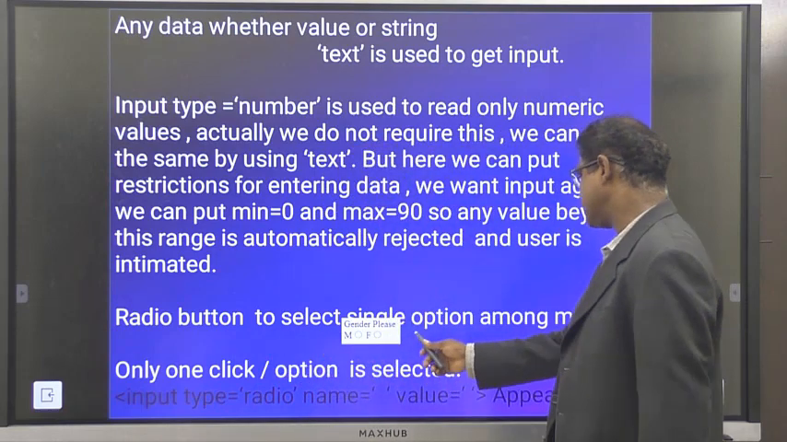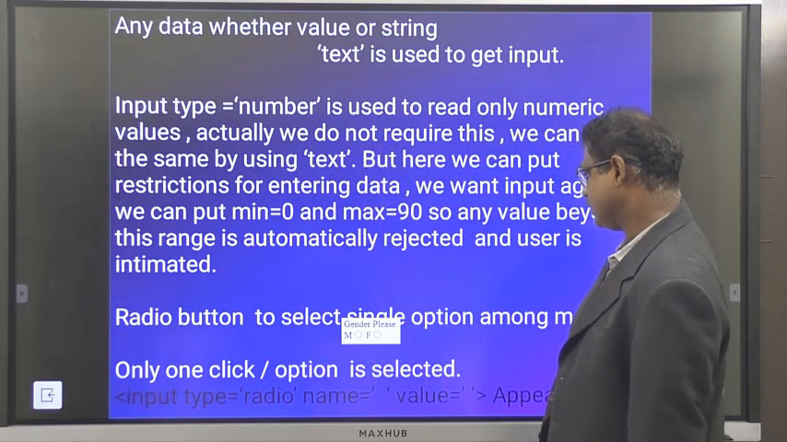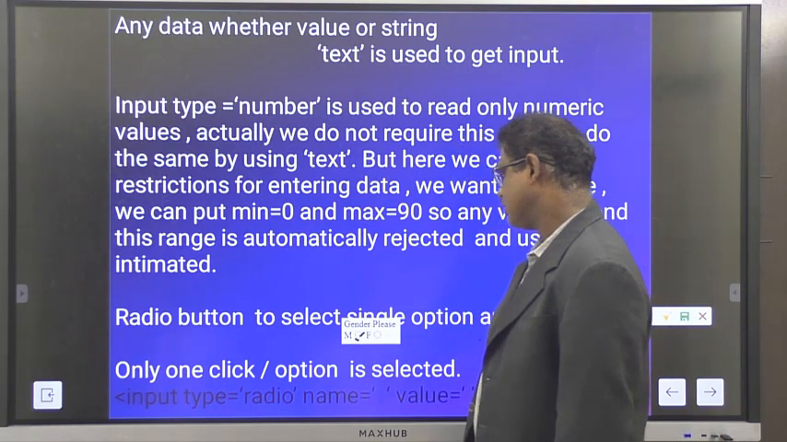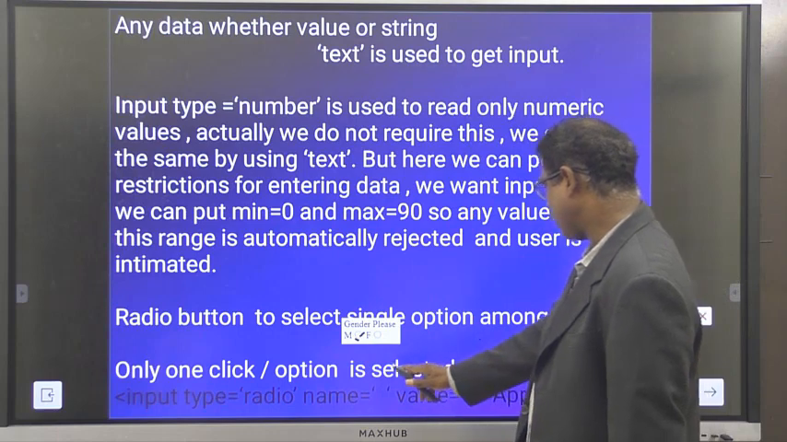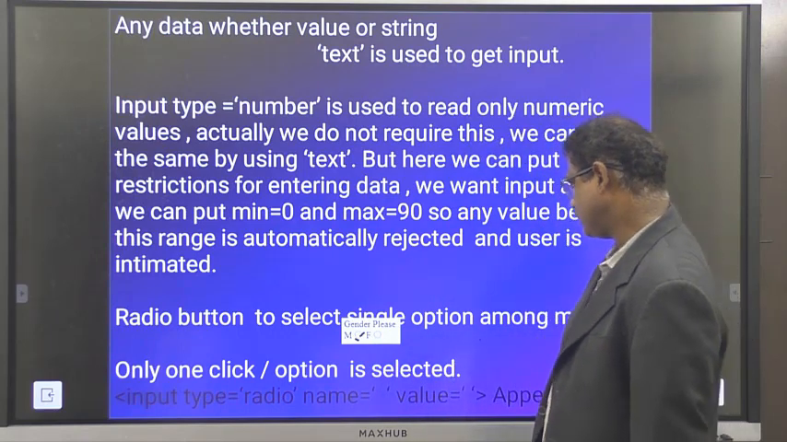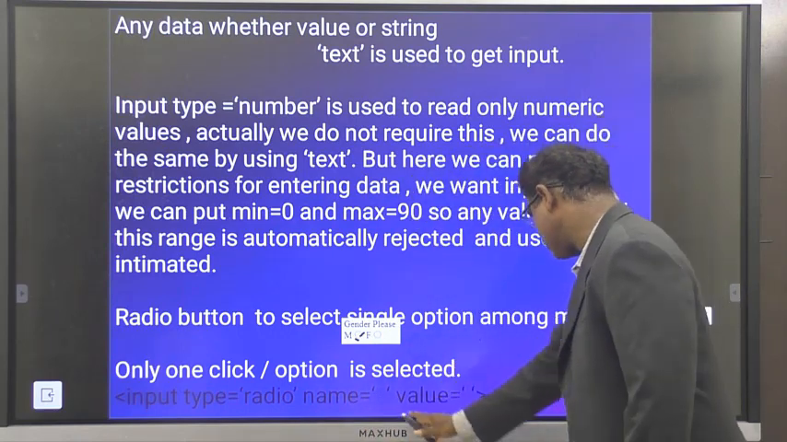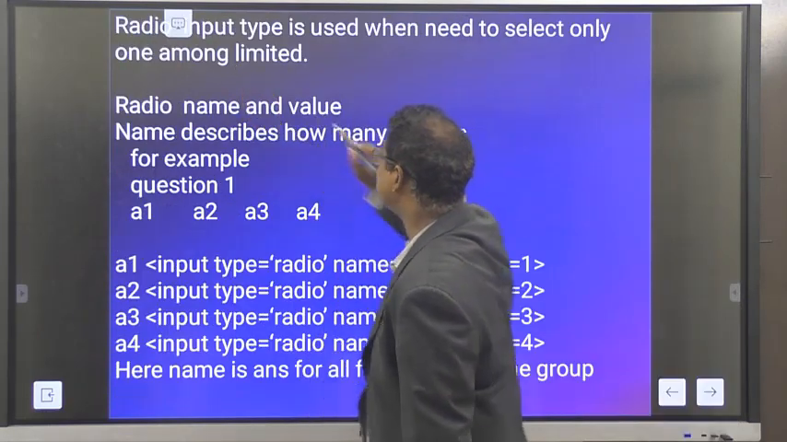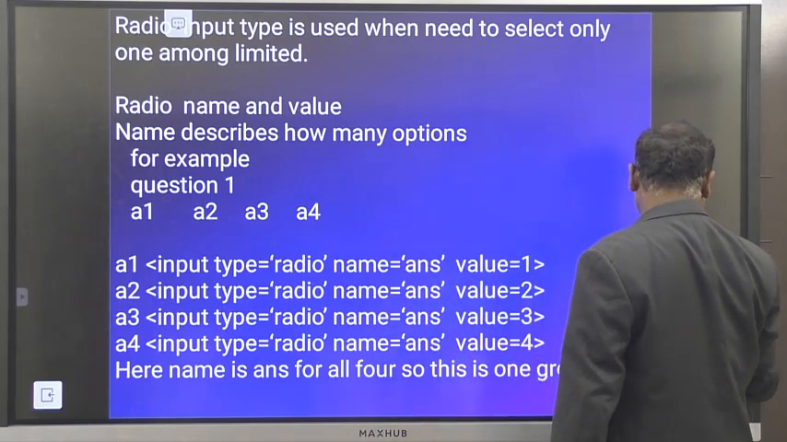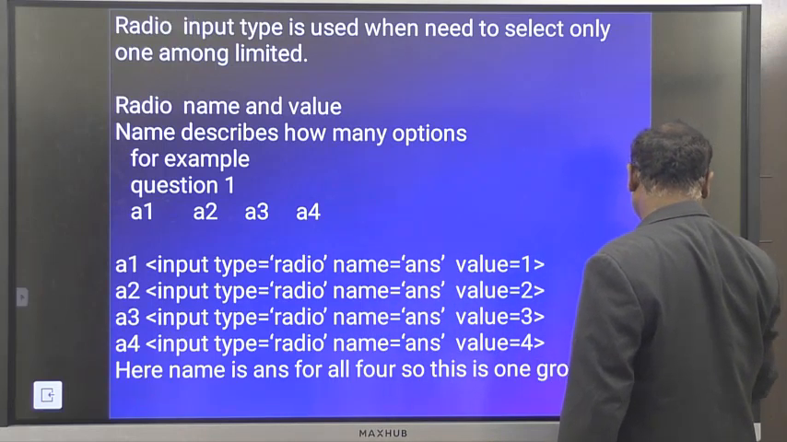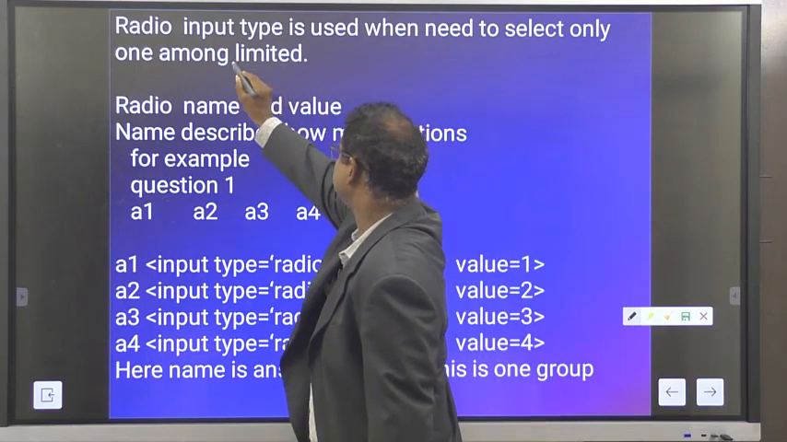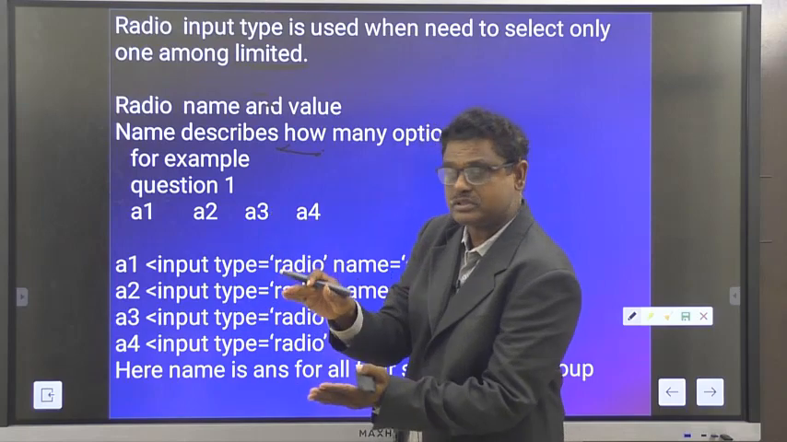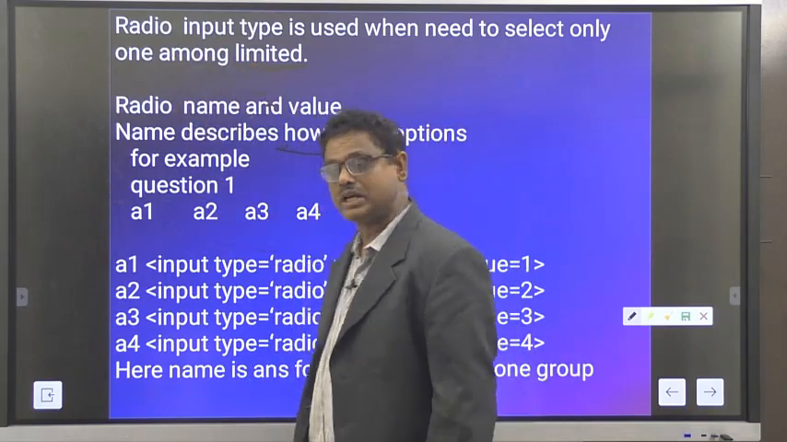Radio button: to select a single option among many. Something like this. Gender, please. Only one option is selected. Input type is equal to radio, name is equal to something, value is something else. This is how it appears. Among limited options, my dear friends, limited is very important here. So if you have limited options, only then do we use a radio button.